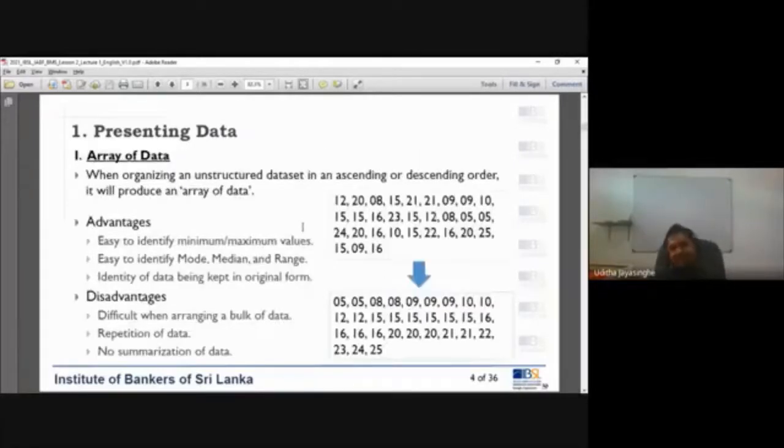So the very first data presentation method, the most raw form, we can name it as nothing but an array of data. So when organizing an unstructured data set, for example, if you look at this small rectangular area here, you will see nothing but numbers, 12, 20, 15, 10, again some 5s. So this is a perfect unstructured data set.